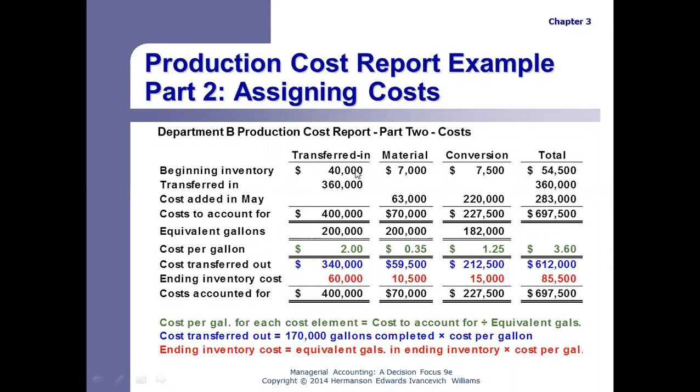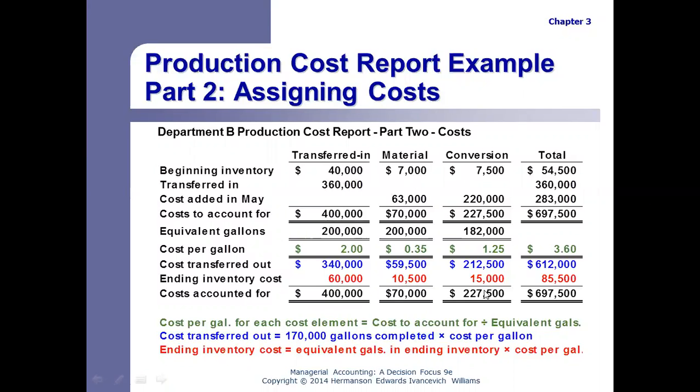So we had $400,000 of beginning inventory already. The problem tells us the cost of what was added, transferred from A to B, was $360,000. So that's $400,000 divided by the equivalent gallons. In this case, transferred in is the actual physical gallons. That's $2 a gallon.